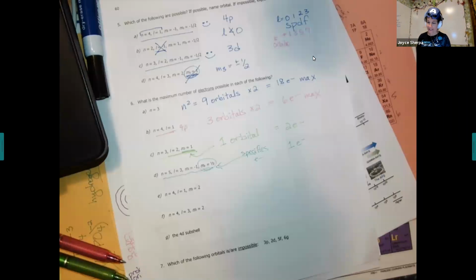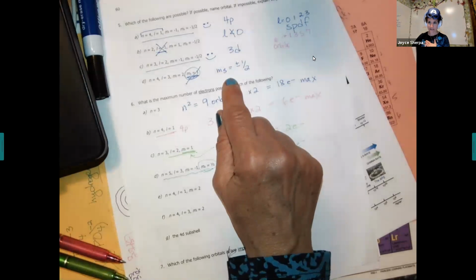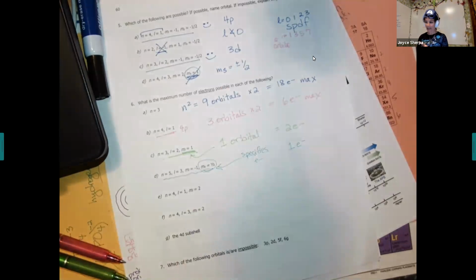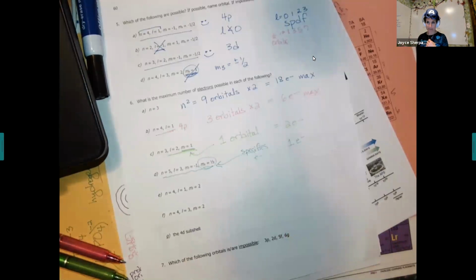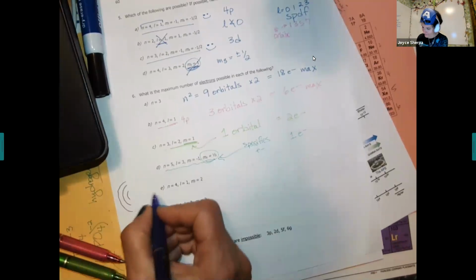For those of you who've done this, this is where we're going in the next 10 minutes. The up and down arrow is the spins. So I'm now specifying which one of the arrows, so it's a specific electron. The orbitals are the lines that we're going to get to. All right, the next one, the answer is what on E?